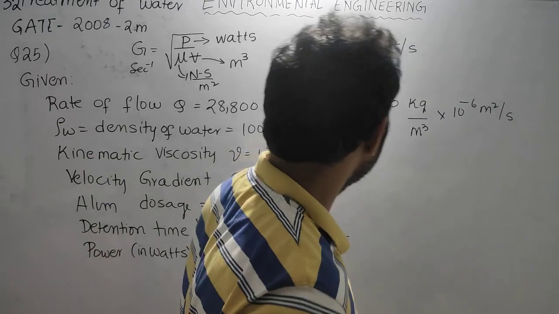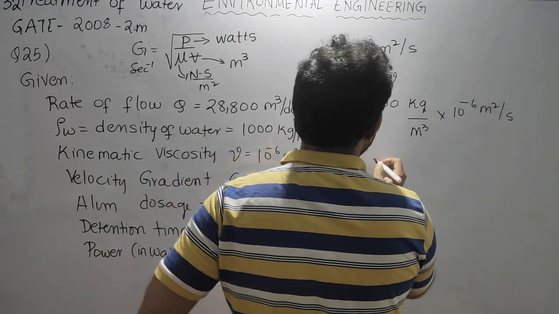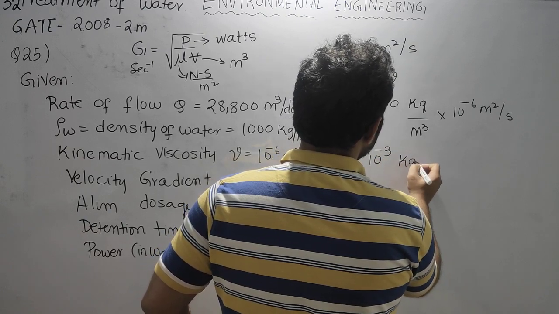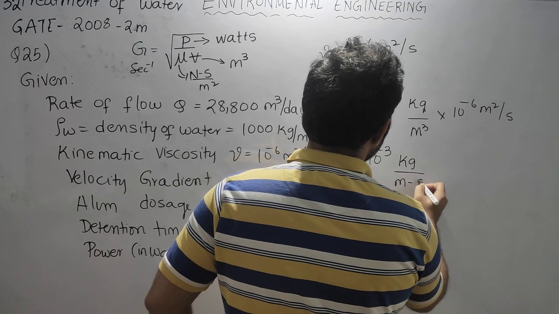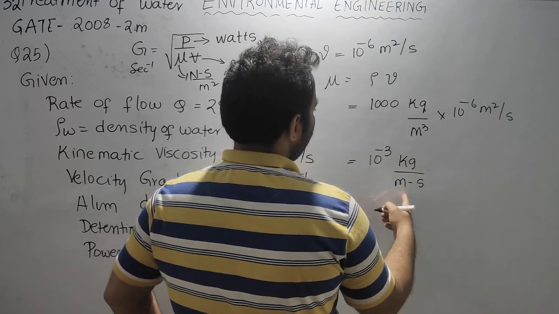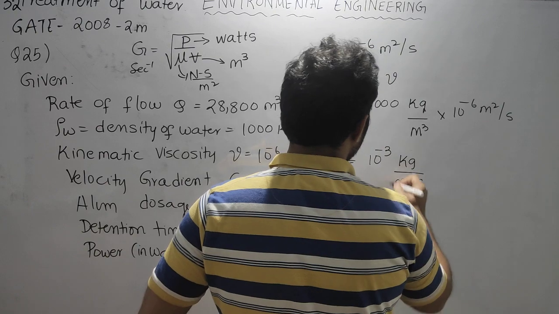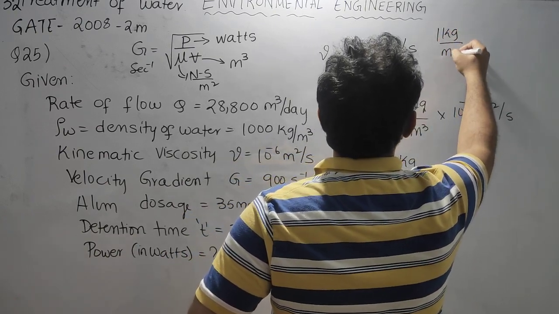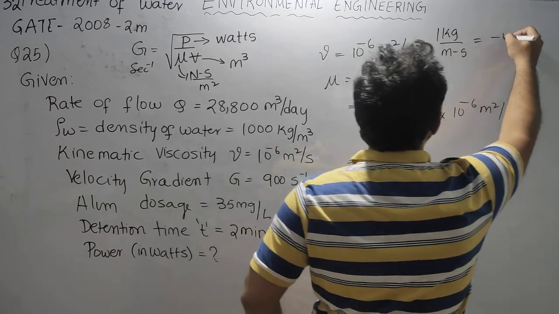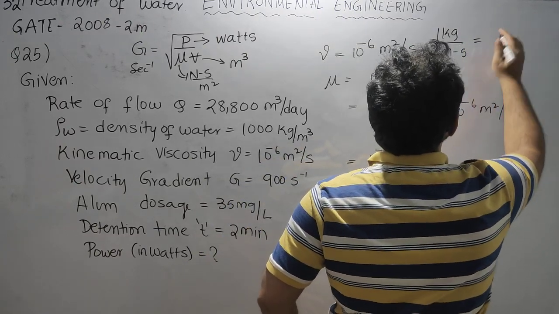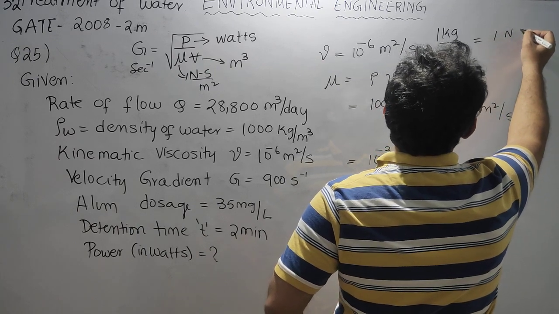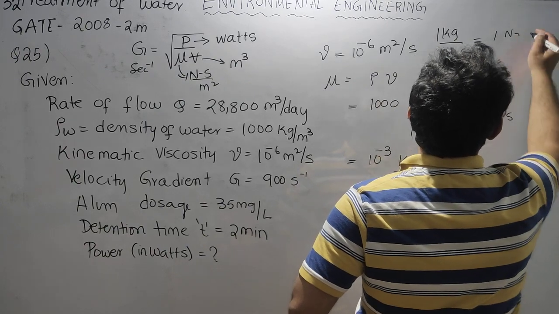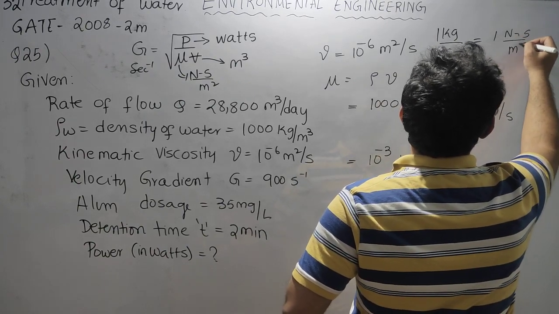See here, it is equal to 10 to the power of minus 3 kg per meter second. So kg per meter second, if you convert this, 1 kg per meter second is nothing but 1 Newton second per meter square.